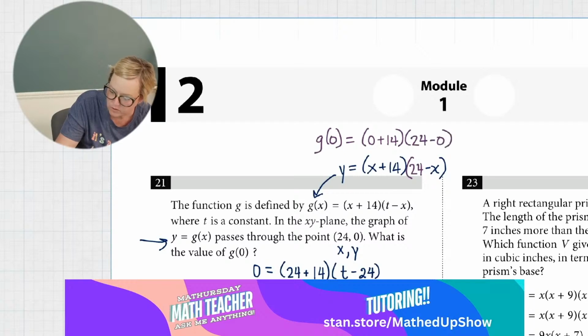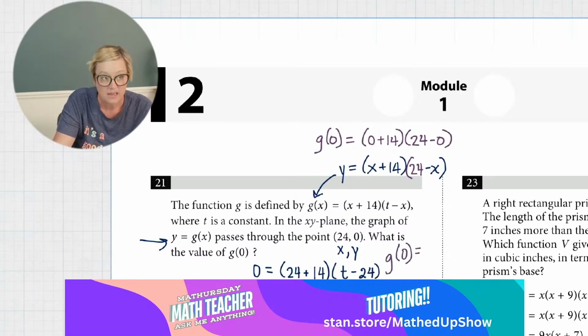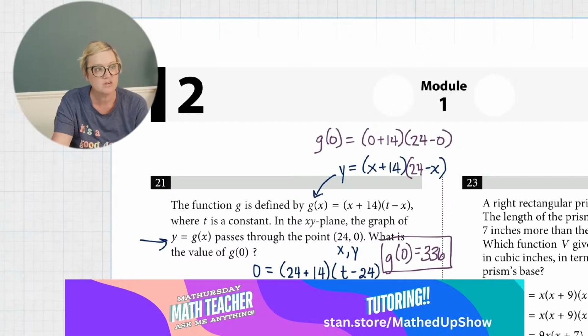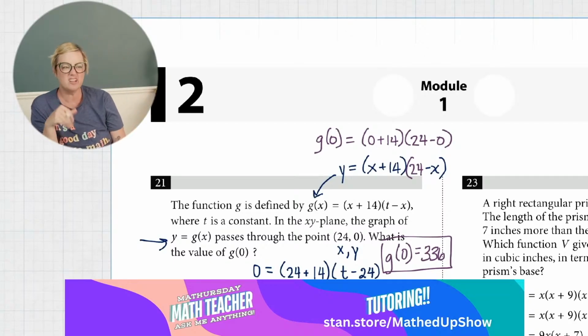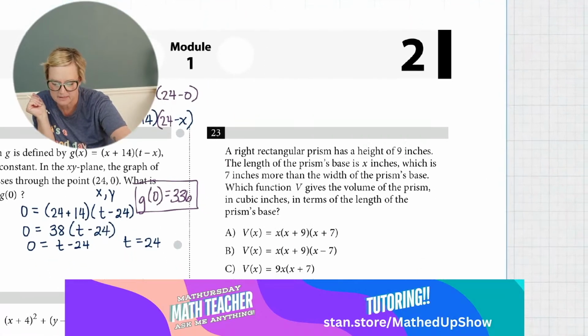So 0 plus 14 is 14. 24 minus 0 is 24. So 14 times 24 is 336. So g of 0 equals 336. Nice job, those of you who got that. That's a tricky one. There's just a lot of pieces to that one, right? Okay, let's get back to some multiple choice.